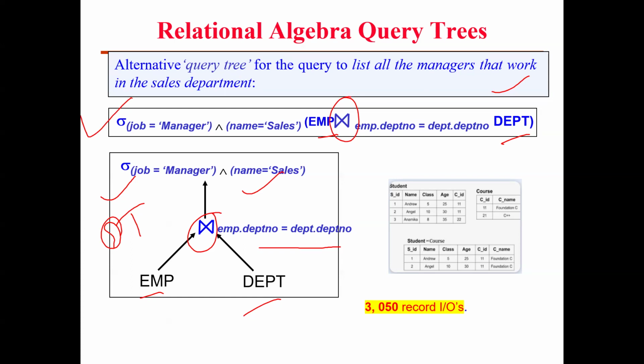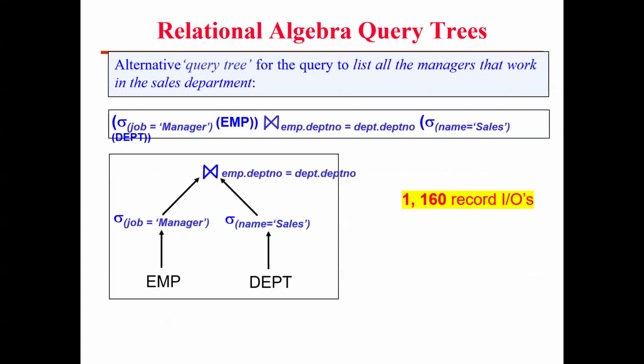For your recap, I have also written how the join works. How many IO records have been needed to execute this query tree? 3,050, right?